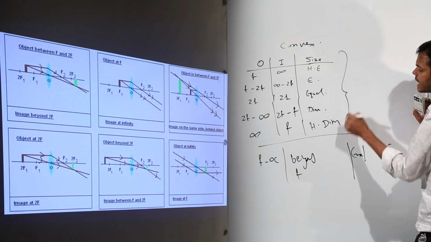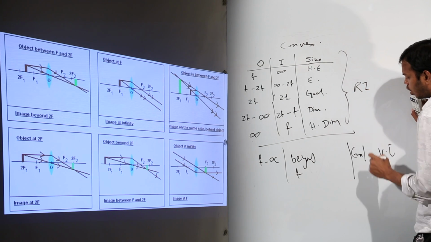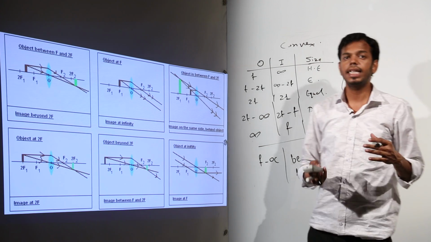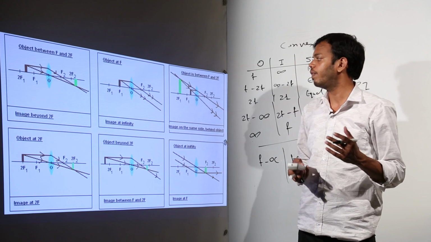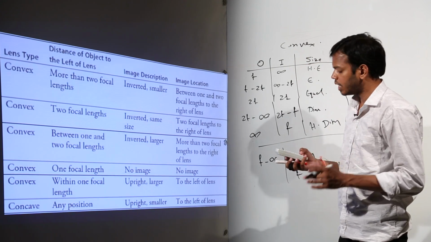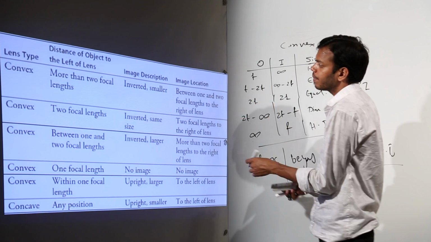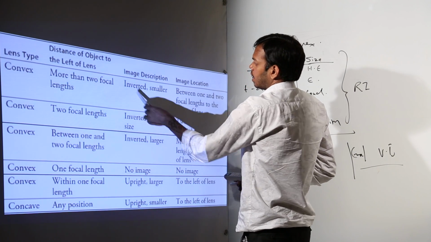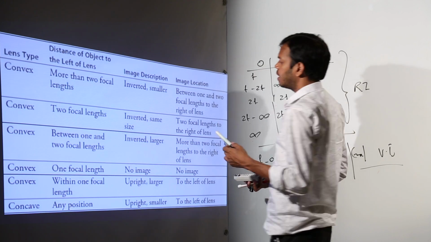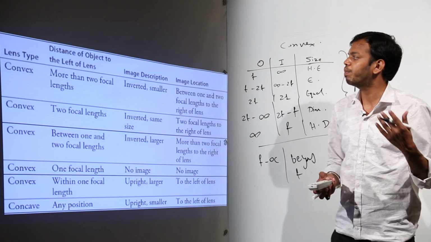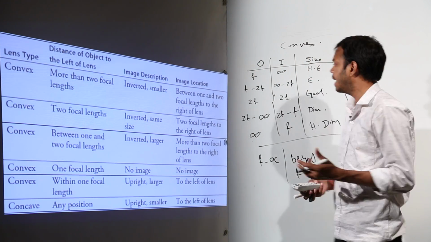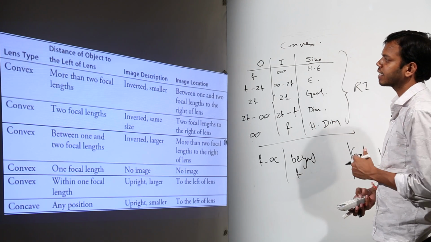So all of these cases are for real image, whereas there is only one case for virtual image. In case of a concave lens, you will always find a virtual image only. So this is the table which I have drawn for you. It is the same thing for convex: inverted, smaller, bigger, one, two focal length. It is the same where the position of the object is kept and the position of the image has been described.